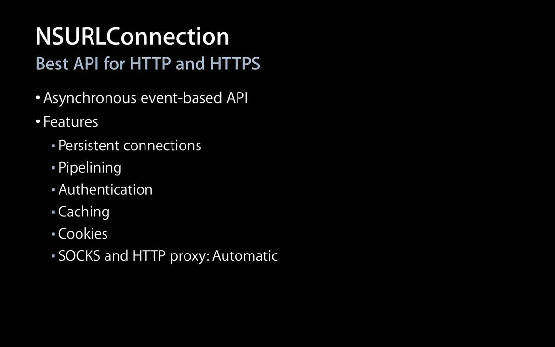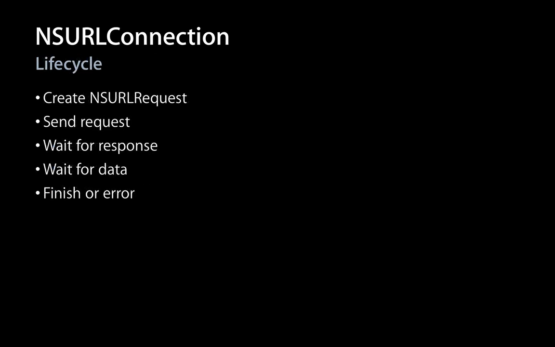NSURLConnection provides a very nice asynchronous event-based API. It has a lot of fantastic features. It supports persistent connections. It'll handle pipelining for you. It handles HTTP as well as TLS and SSL authentication. It handles a lot of caching. It'll handle cookies. And it'll also take care of SOCKS and HTTP proxies for you automatically. You won't have to write any code to fetch settings or anything else. It just does what it's supposed to. It's great. NSURLConnection goes through a fairly simple life cycle.